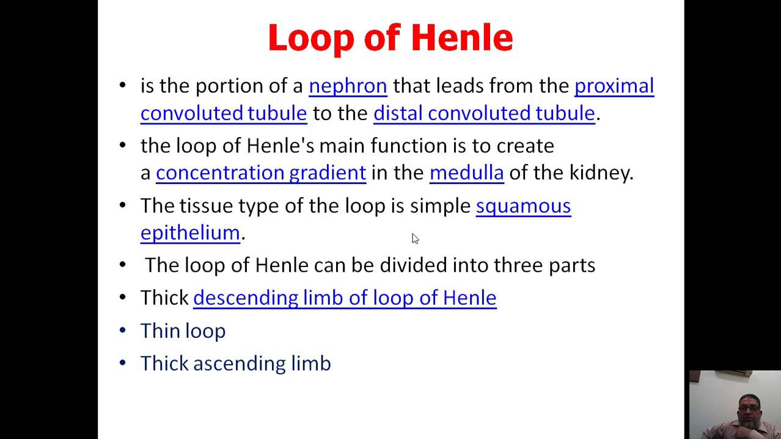The loop of Henle can be divided into three parts: thick descending limb, thin loop, and thick ascending limb. You all know the three parts: thick descending, thin loop, thick ascending. The lining is simple squamous epithelium, concerned with the concentration gradients of solute and solvent, and it is present in the medullary rays in the middle of the cut section of the kidney.